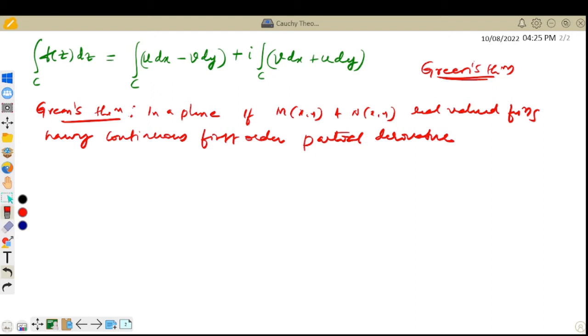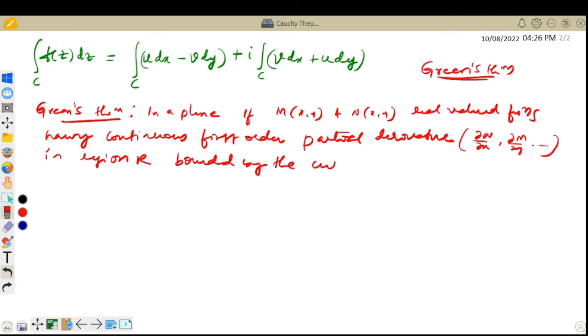So what does it mean? There exists, what I am writing here, some functions M and N with partial derivatives, dou N by dou x, dou M by dou y, like that, in the region R, bounded by the curve C. This is very important: bounded by the curve C.